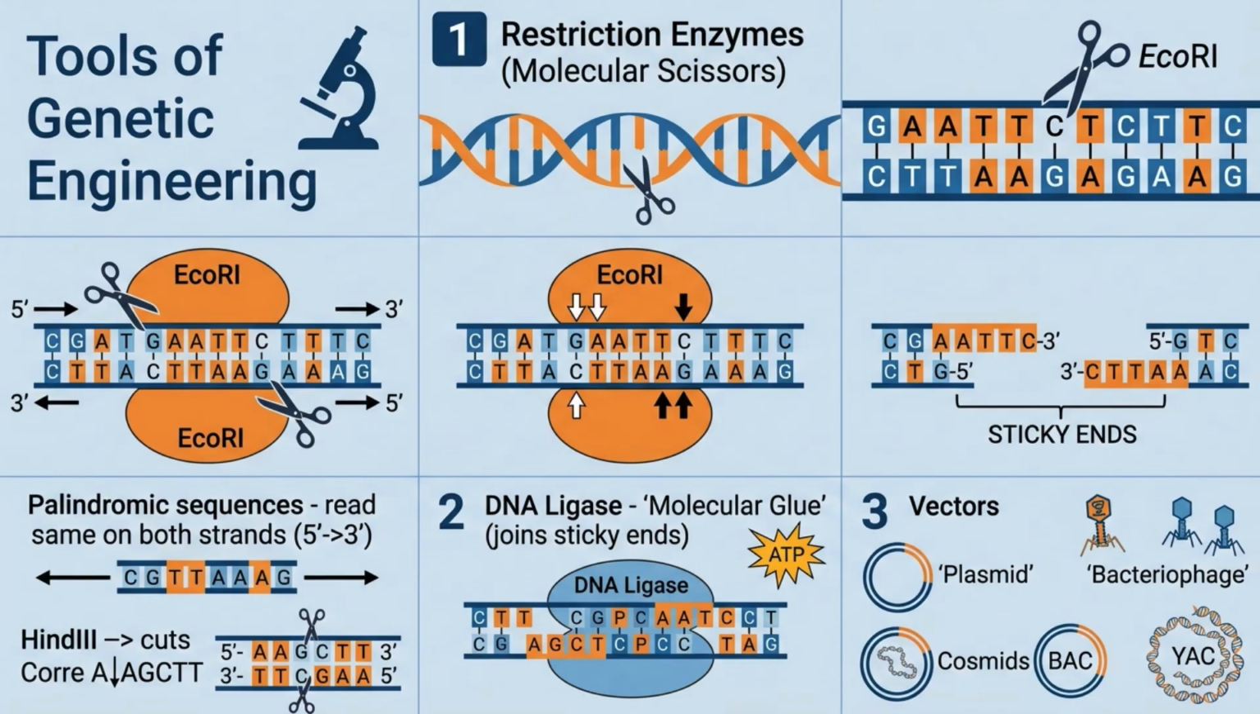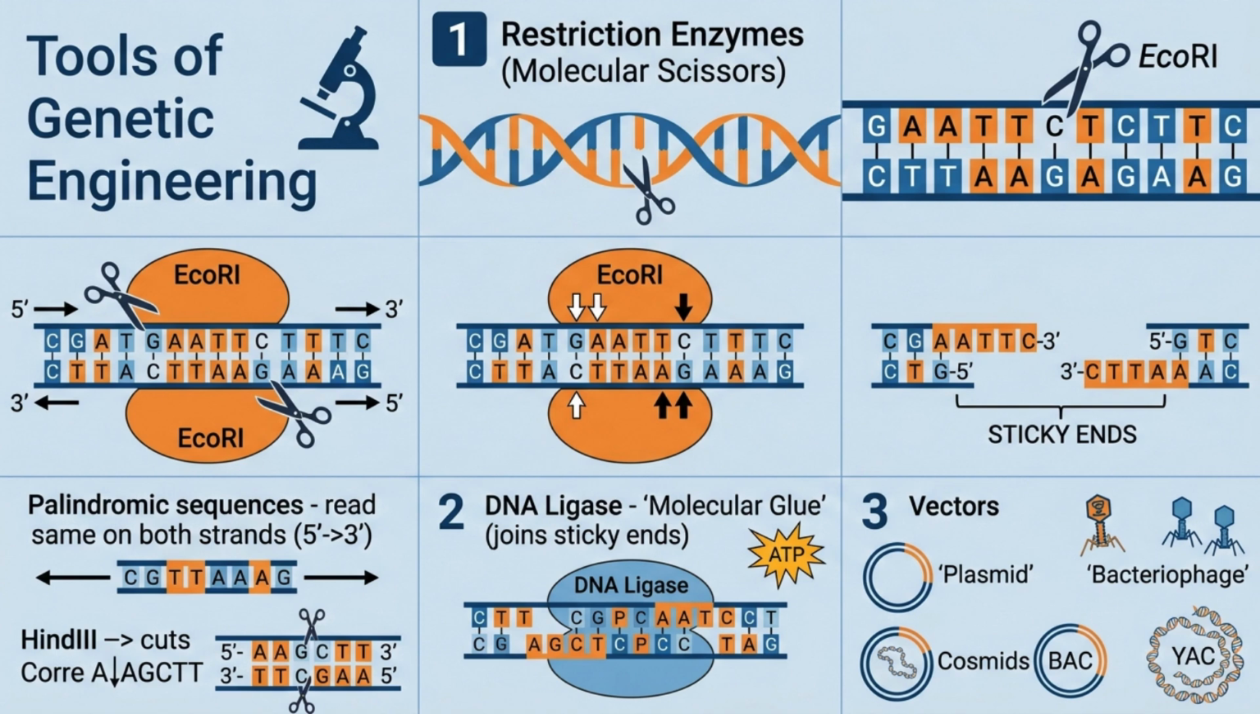Now the tools. This is where most NEET questions are hiding. Restriction endonucleases. They are the molecular scissors. They recognize specific palindromic sequences on DNA and cut it. EcoR1 cuts at GAATTC, producing sticky ends. The term palindrome here means the sequence reads the same on both strands in the 5' to 3' direction. This is a very common MCQ trap.